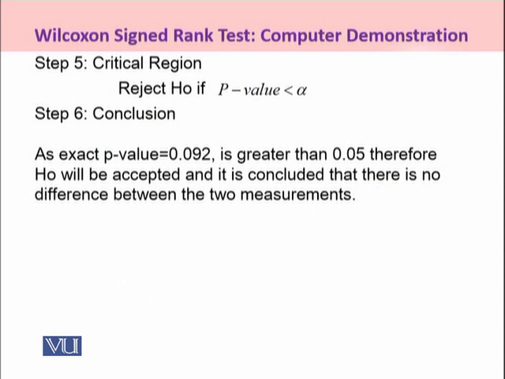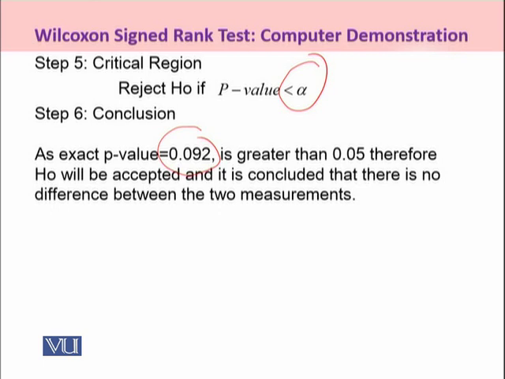So the exact p-value comes out to be 0.092. Now, as far as the critical region for the p-value is concerned, we reject H0 if the p-value that we have obtained from SPSS is less than alpha, where alpha is 0.05. Students, our exact p-value was 0.092, which is greater than 0.05. That means we cannot reject our null hypothesis. We do not have sufficient evidence to reject our null hypothesis.